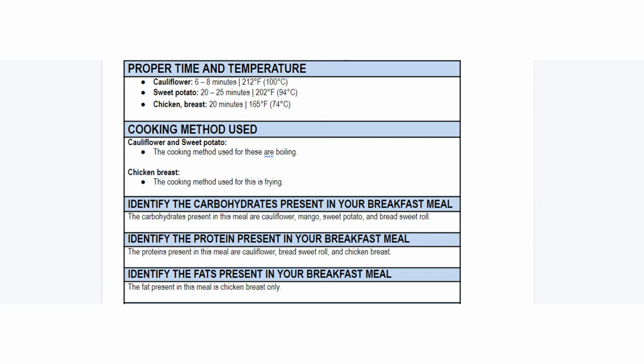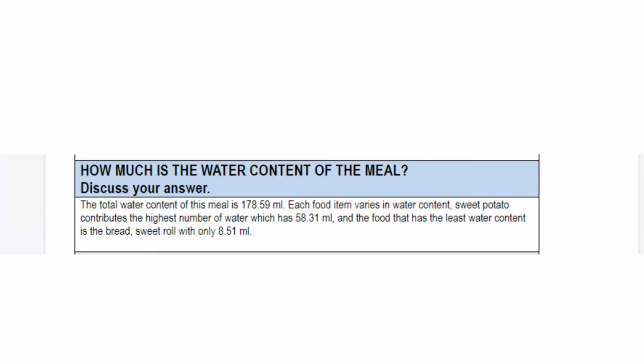The proteins present in this meal are cauliflower, bread sweet roll, and chicken breast. And the fat present in this meal is chicken breast only. The total water content of this meal is 178.59 ml. Sweet potato contributes the highest amount of water, which has 58.31 ml, and the food that has the least water content is the bread sweet roll with only 8.51 ml.